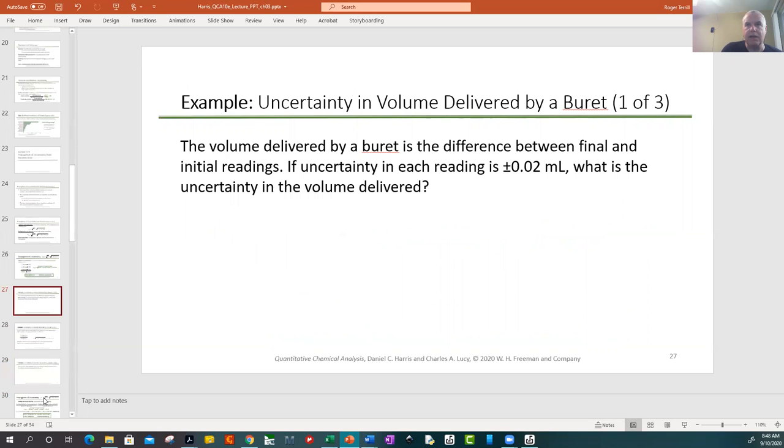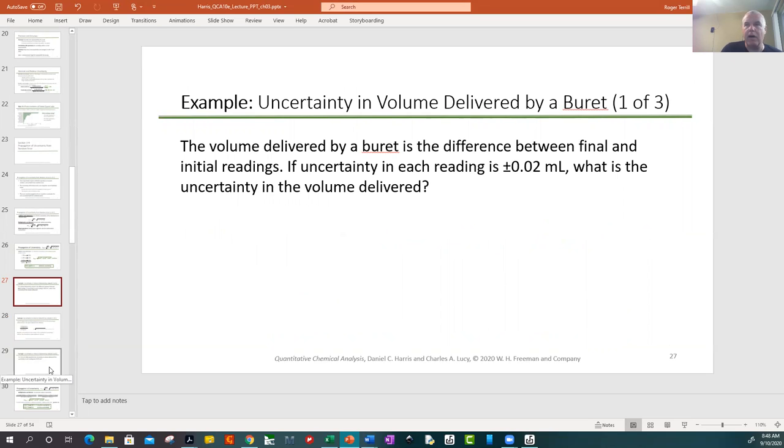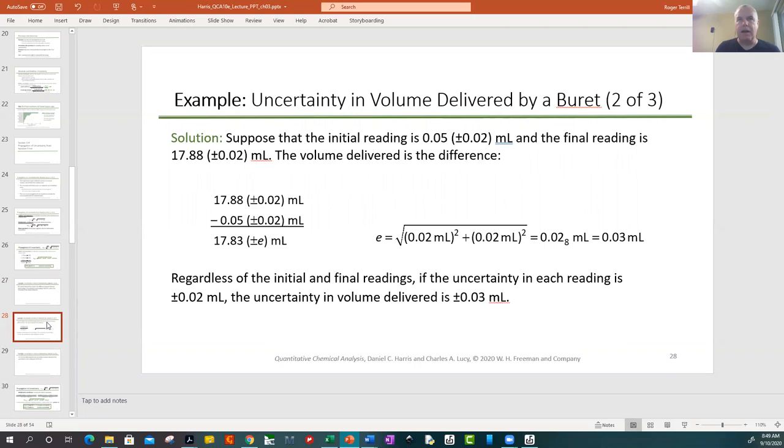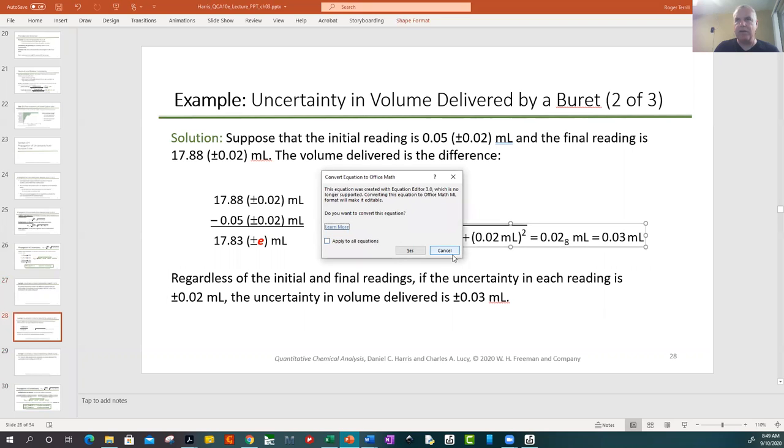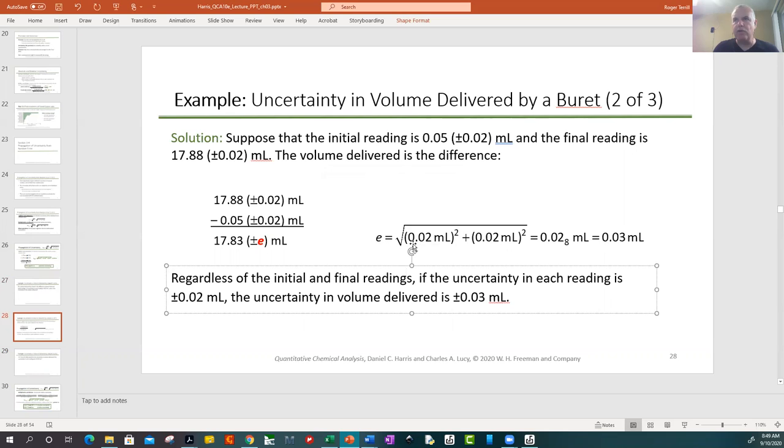A real common example of this is a burette, where you read the top, you read the bottom, take the difference, and then the difference has a certain uncertainty. Here you can take 17.88, subtract 0.05, and that will have a certain uncertainty associated with it. Now, what is this red E value? That red E value is 0.02 squared plus 0.02 squared, which is 0.028, but since we're rounding it, we're going to call it 0.03.